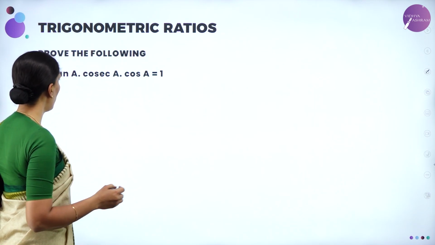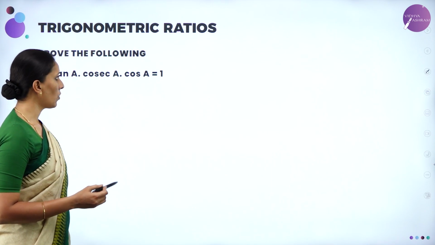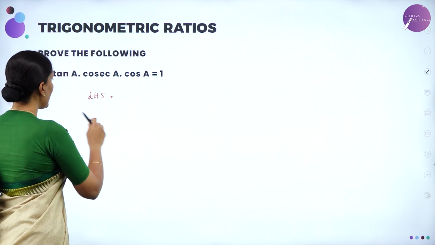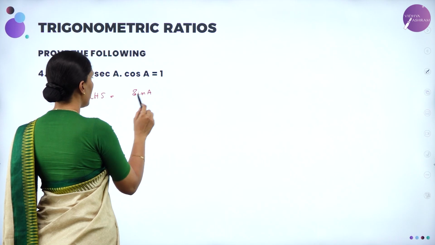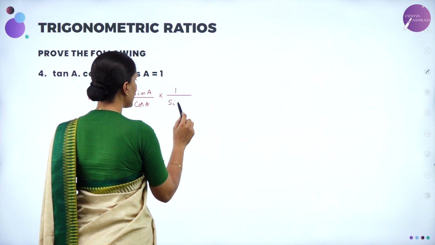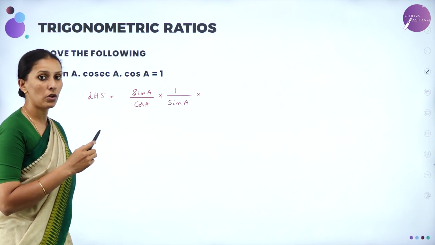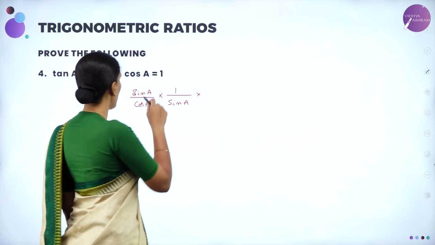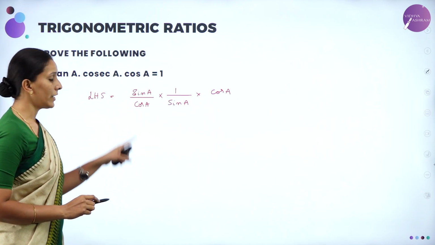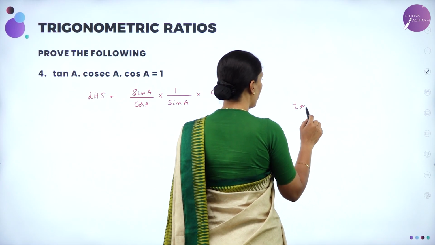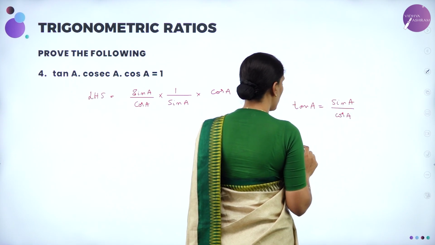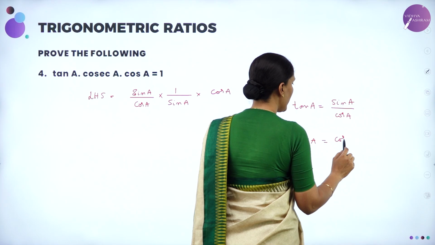Next one, prove the following. Tan A into cosecant A into cos A is equal to 1. So, let me consider the LHS. So, tan A can be written as sin A by cos A into cosecant A can be written as 1 by sin A using reciprocal relation because cosecant and sine are reciprocal to each other. Cos A can be written as it is. So, tan A can also be written as sin A by cos A. Remember, so this is one more identity. Tan A can be written as sin A by cos A. And cot A can be written as cos A by sin A.